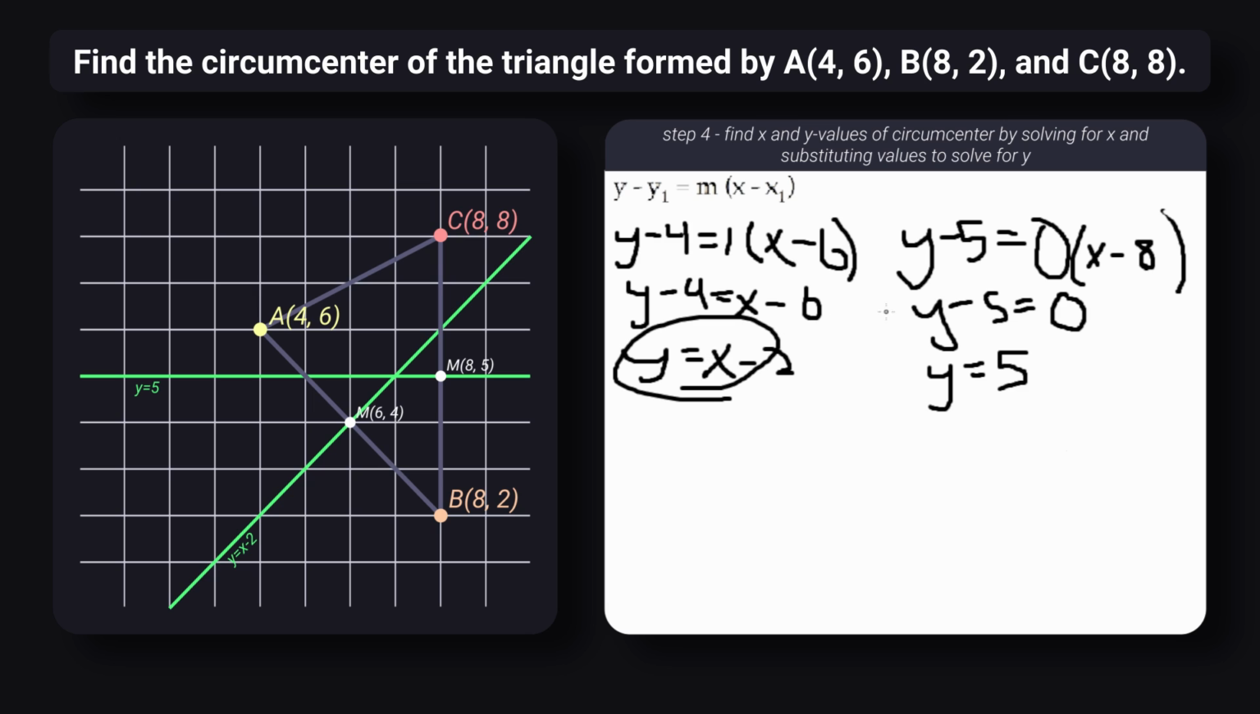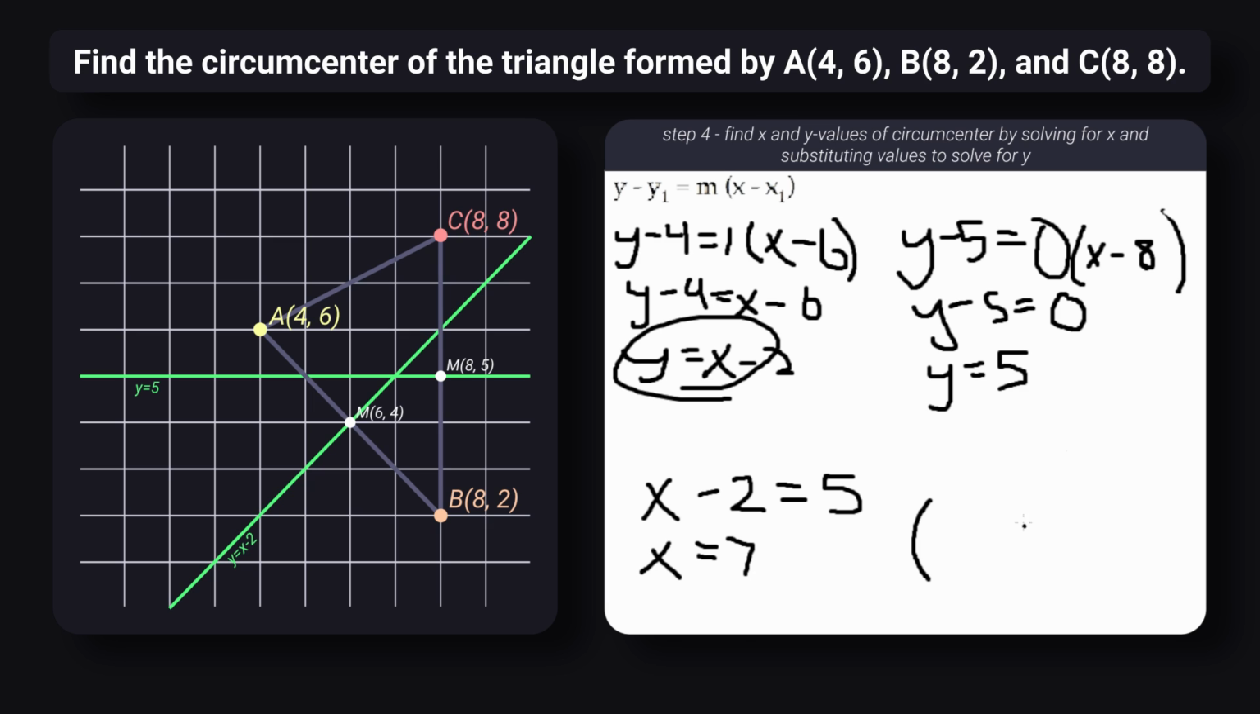So these two equations, just set them equal to each other. So x minus 2, and then y equals 5, so just 5. So x minus 2 is equal to 5. And this is the easiest linear problem ever. Literally just add 2 to the other side, and x is equal to 7. And there it is. Our circumcenter x value is 7.